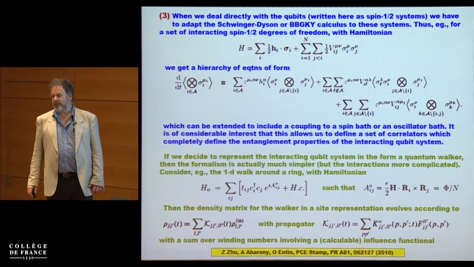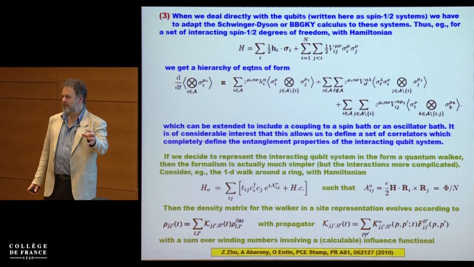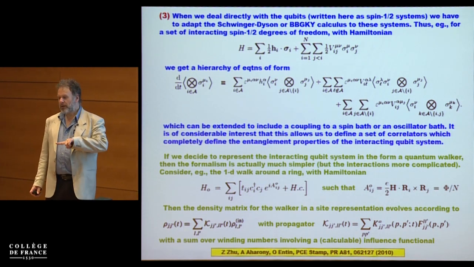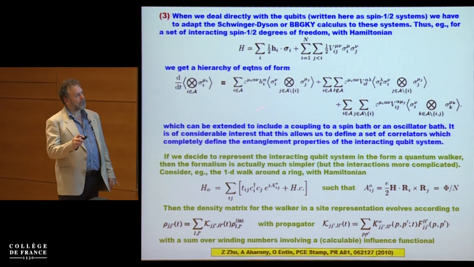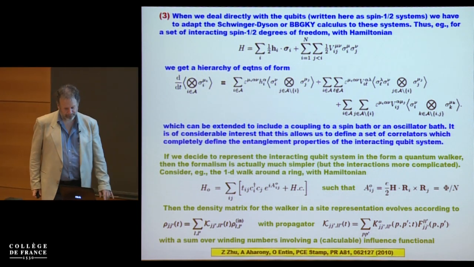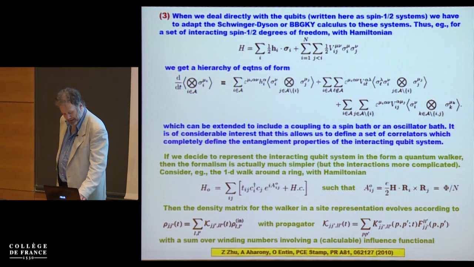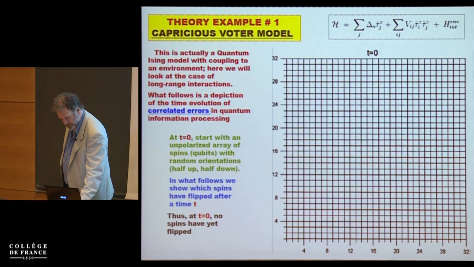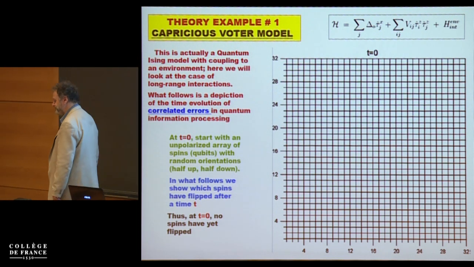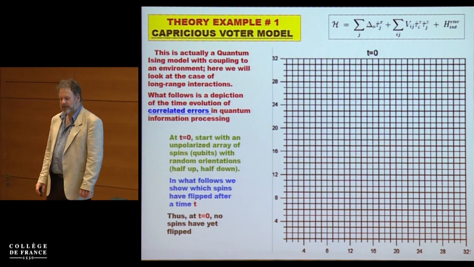This shows the enormous value of the mapping between a qubit system and a quantum walk, because to solve equations like this is not simple. So I want to show you an example of the kind of problem that one attacks with this kind of method. So this is a cute model.